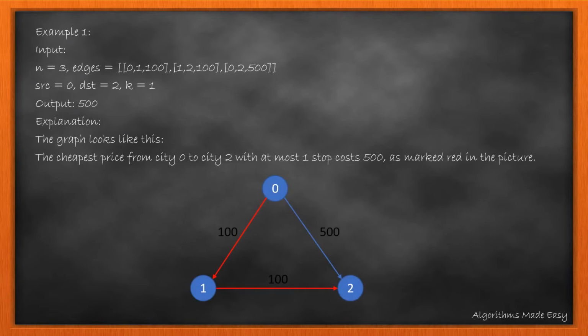In the first example, we can make at most one stop, so we can reach city 2 from 0 by going via 1 with a price of 200. So we return it. Now in example 2, as we cannot make any stop, we directly go from city 0 to city 2 and return its cost, 500.